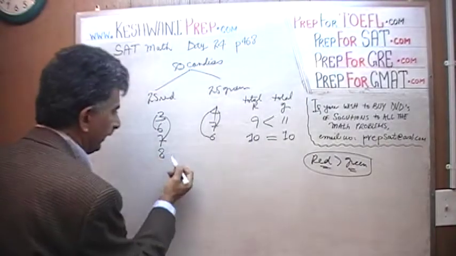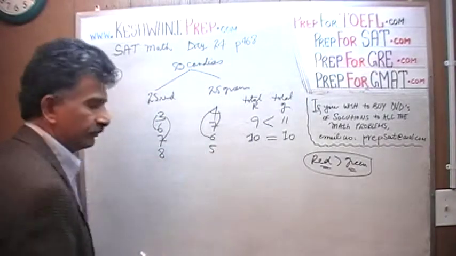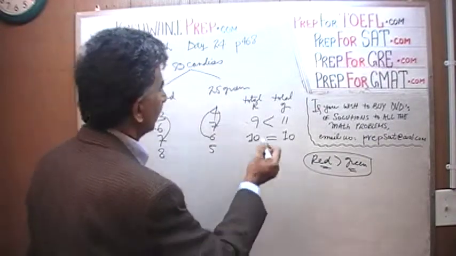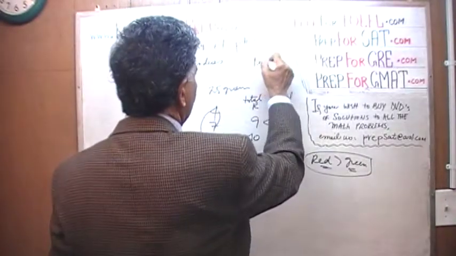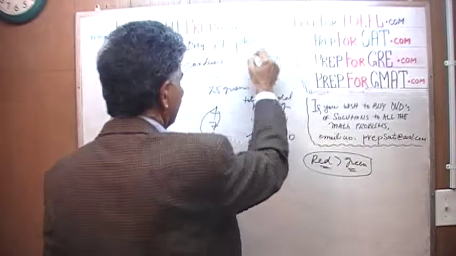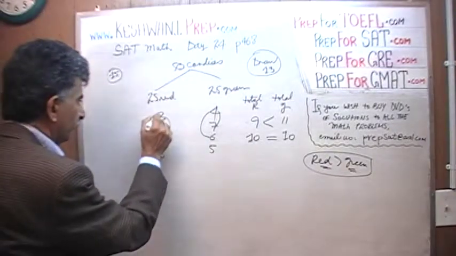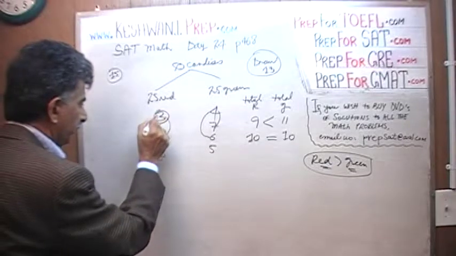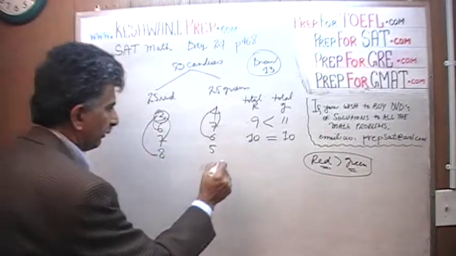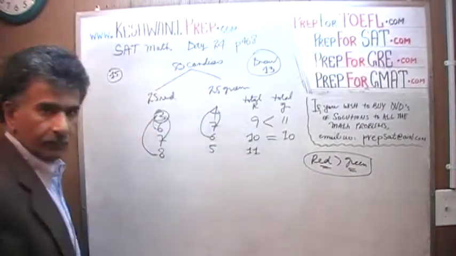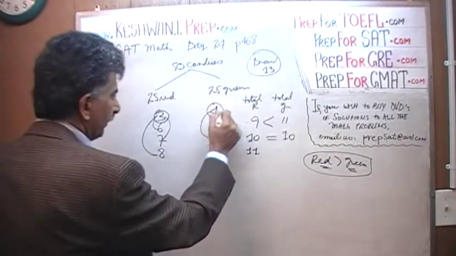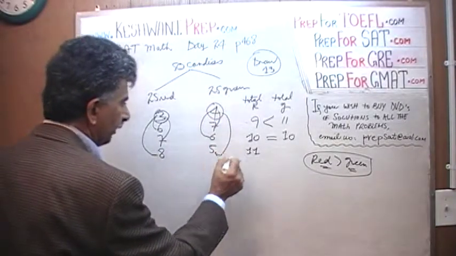So let's have 8 and 5. 8 plus 5 is 13. That's what we are doing. We're drawing 13. Let's see what happens now. We started out with 3, and now we have 8 more of red, giving us a total of 11. We started out with 4 green, and now we have 5 more, giving us a total of 9.